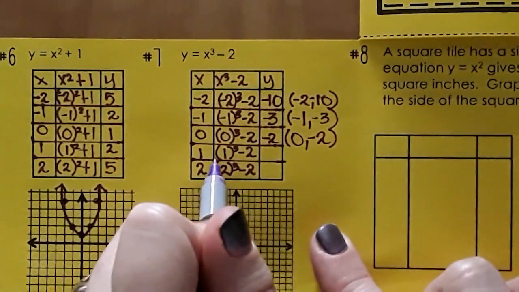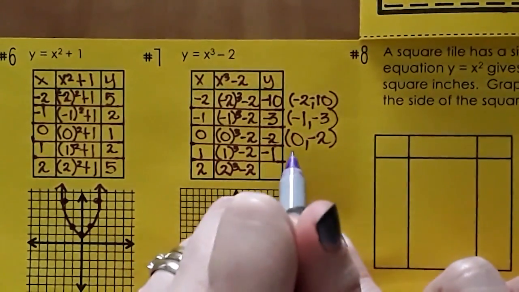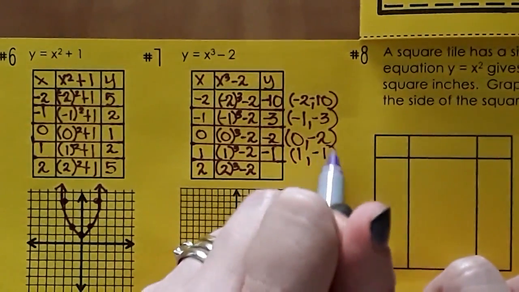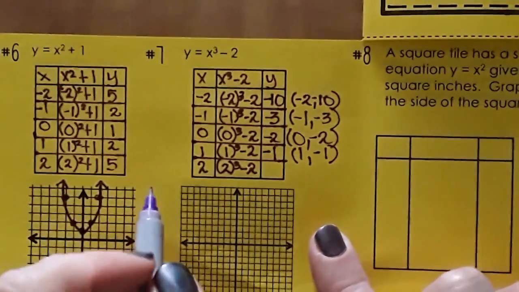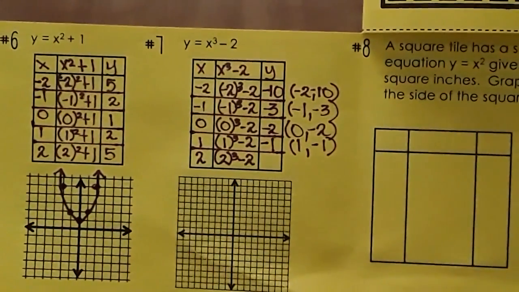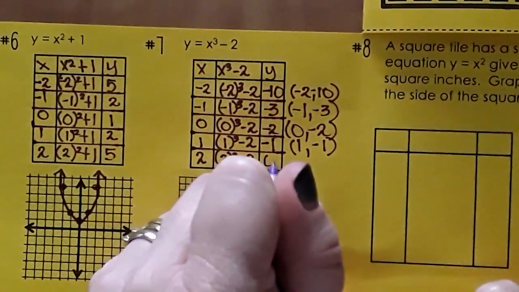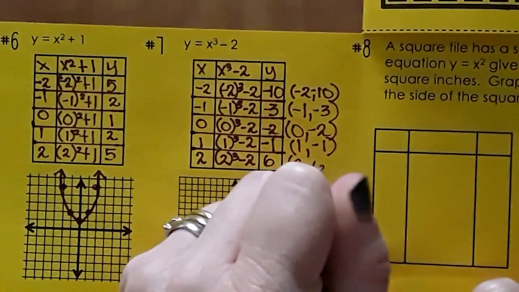All right, the next one, 1 times 1 is 1. Times 1 is 1. 1 minus 2 is negative 1. Notice it doesn't repeat like it did over on the squared one. The next one, 2 times 2 is 4. 4 times 2 is 8. 8 minus 2 is 6. So we have 2, 6.